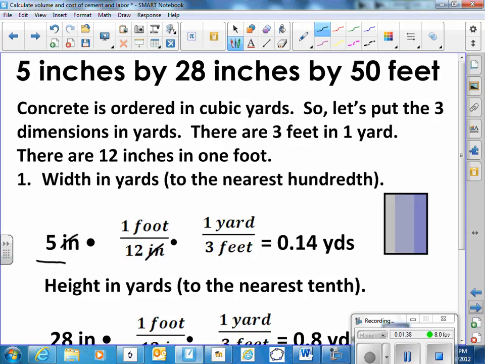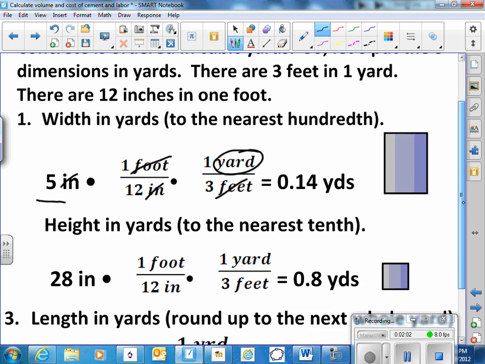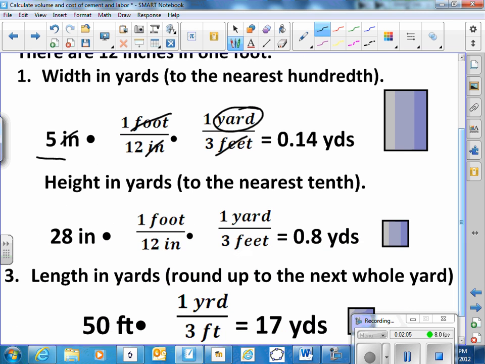1 yard for every 3 feet. I know the feet go on bottom because they need to cancel the feet up there. So the only units we have left are yards. So I take my 5, divide by 12, divide by 3, that gives me 0.14. So that's a very small part of a yard. I do that same thing with the height. 28 inches divided by 12 inches divided by 3 feet per yard will give me 0.8 yards. So that's close to a yard, but not quite.